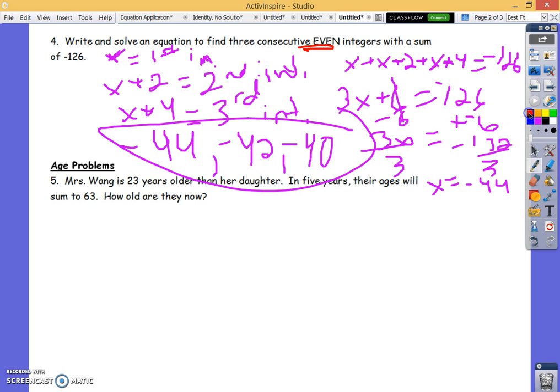Okay. Problem number 5. This is also on the back side. Mrs. Wang is 23 years older than her daughter. In 5 years, their ages will sum to 63. How old are they now?